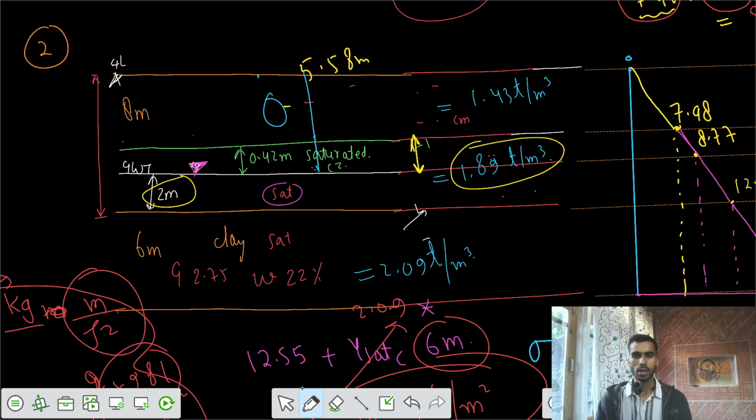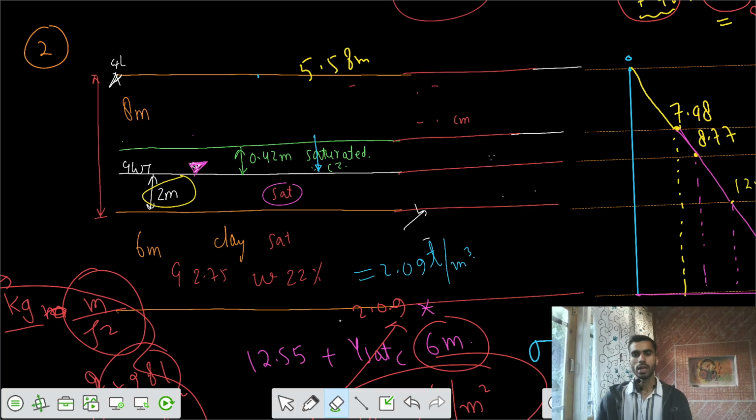Can we say that up to the level of groundwater table we have pore water pressure zero, or should we say up to this value we're having zero, then after that there might be some value of pore water pressure? What do you think? Because we have capillarity effect, pore water pressure is going to be different as compared to the gravitational force only.